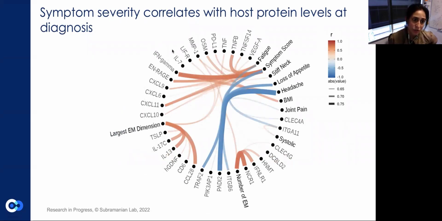One is a predominant interferon gamma signature, with interferon gamma inducible genes like CXCL9, 10, and 11 that correlate with the symptom severity. So interferon gamma and interferon gamma inducible proteins are very high in the plasma of individuals.